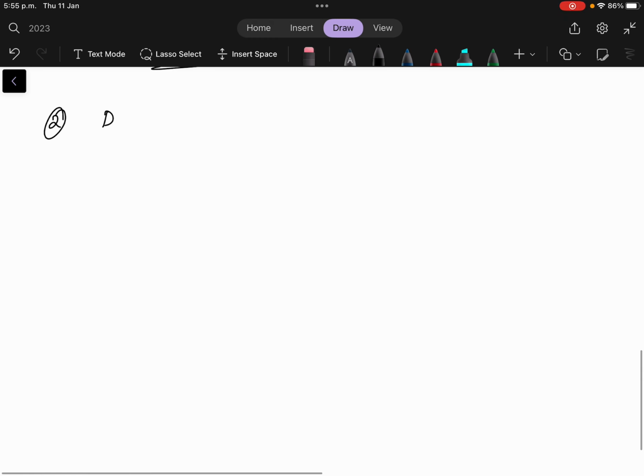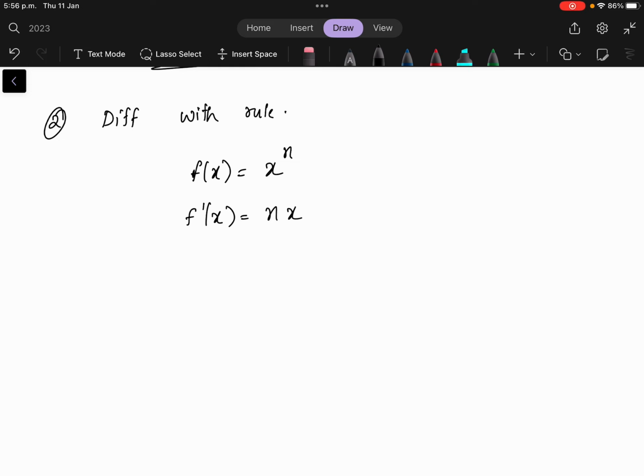The second one is differentiate with rule. Okay, so in this there are so many rules which we need to understand, and with that we will be able to solve the equation. The first one is, if you have an equation called f of x is equal to x to the power of n, f dash x will be equal to n x to the power of n minus 1. Okay, this is the formula. This is there in the formula book.